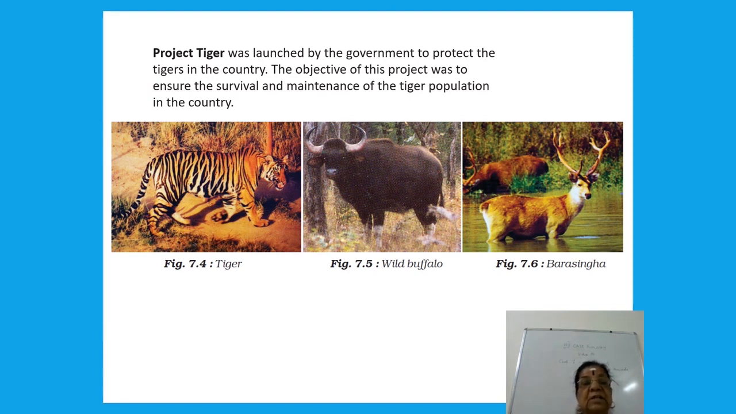Project Tiger was launched by the government to protect the tigers in the country. The objective of this project was to ensure survival and maintenance of the tiger population. Right? So this is a tiger. It is a wild buffalo. Name irukku. And then இது பாரசிங்கா. This animal name is called Barasinga. I hope you could follow this.